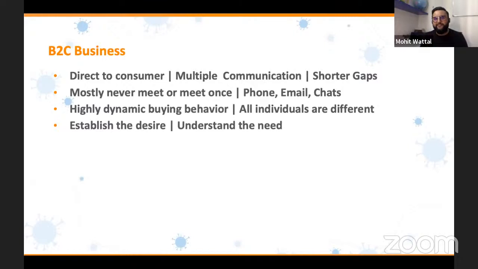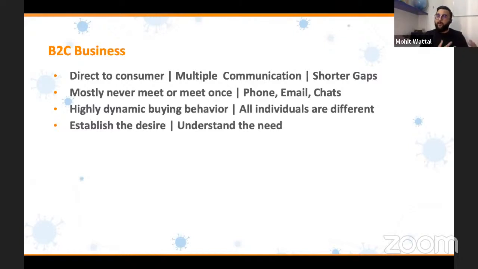So to establish the desire, to understand the need of the consumer, in B2C the duration is much shorter compared to B2B, but the kind of communication that happens, the frequency of communication, the user behavior is really dynamic. So it's a very, very complex system.